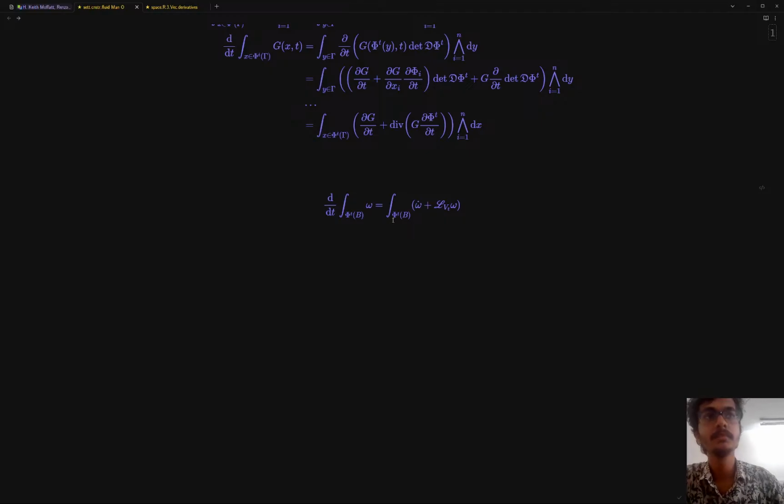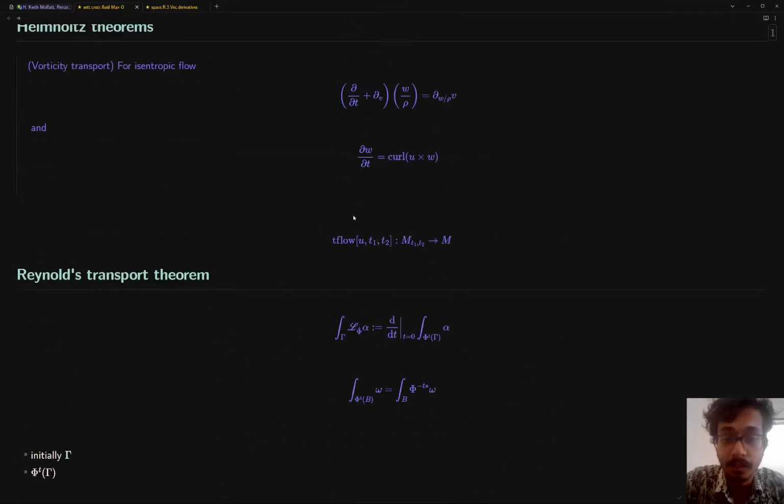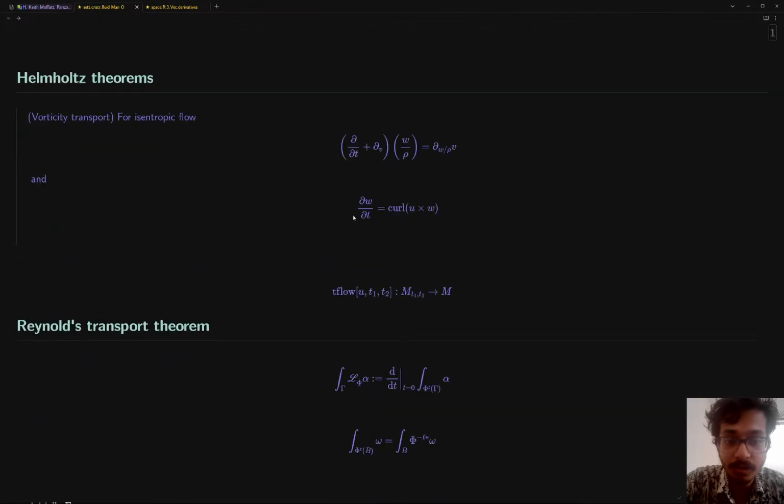The invariant is: I give you a differential k-form, and whatever the integral is initially, it will stay there if I let it flow. I can let any kind of set flow: a dot, a line, an area, a volume. These are the four kinds of B that it can be. Okay, fine.